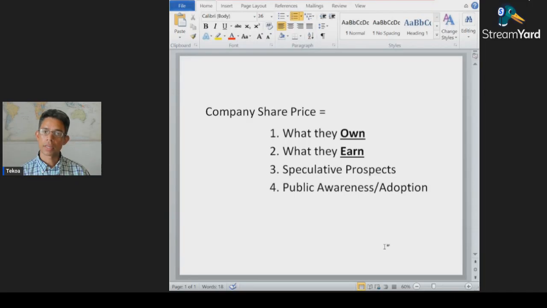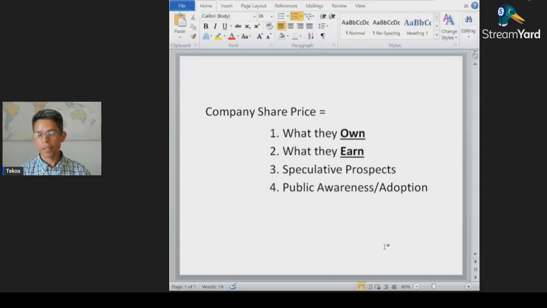On the other hand, a company might not own anything. They might not earn anything. They might have no speculative prospects, but the public awareness and adoption might really be aggressive. And so the company might have a very high share price or a very high market cap, essentially for nothing at all underneath it, outside of public opinion, which could, I guess, be represented by an empty present box with a beautiful bow, beautiful wrapping with nothing inside.